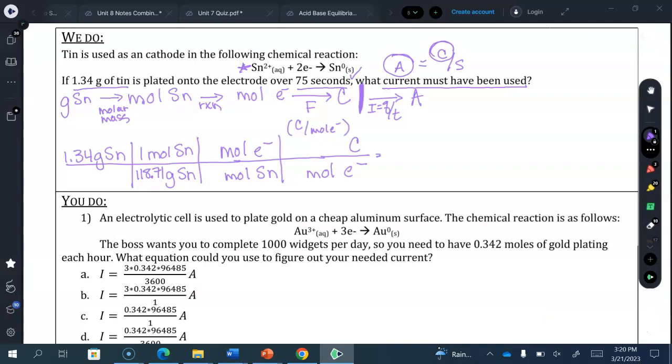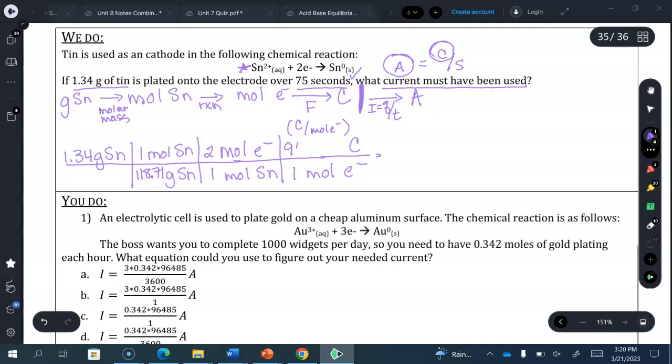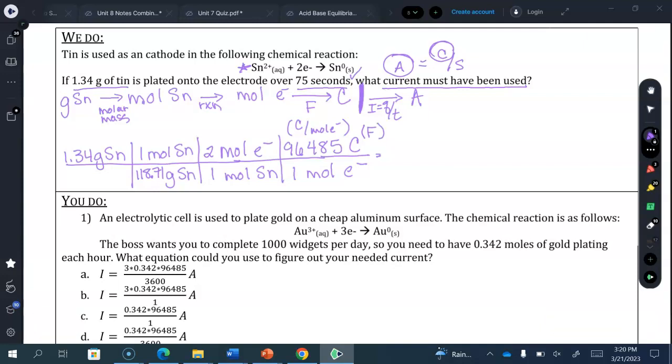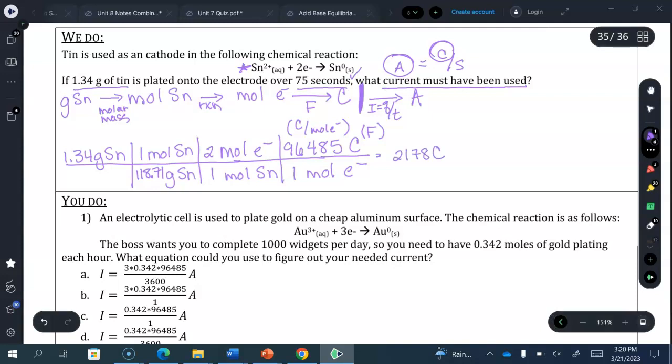Then from our balanced reaction, we see that for every 2 moles of electrons, we have 1 mole of tin. Then 1 mole of electrons has a charge of 96,485 coulombs. Remember, that is Faraday's constant. And when we run this math, 1.34 divided by 118 times 2 times Faraday's constant is 2,178 coulombs. We're not done yet because we are here.